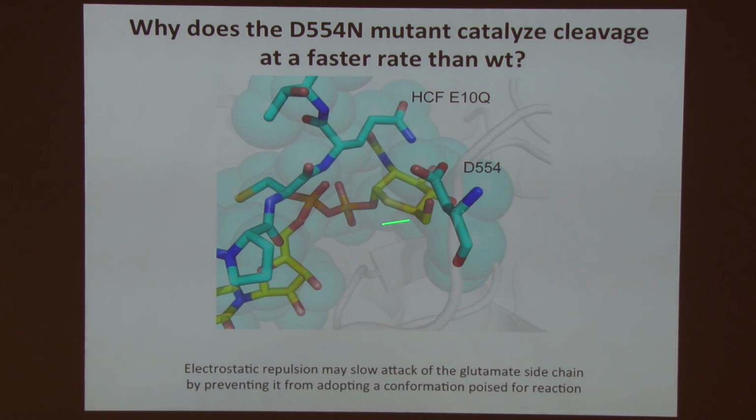And so this is the crystal structure of the UDP thiosugar with the peptide bound over it, the HCF peptide. And this is D554. And so in order for this to react here, you have to get it a little bit closer than it is. And in order to do that, pretty much anything that you do with this side chain brings it closer to this aspartate. And so if you have a glutamate and an aspartate, it's pretty unfavorable to bring them close to each other in an enzyme active site. And so I think that is a key part of the reason why it's so much slower in the wild type. And when you alleviate that, it just goes 2 orders of magnitude faster.